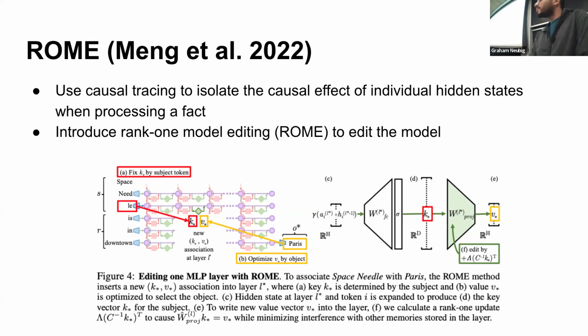Any other questions? Yeah. This is actually just a question. It seems like more frequent facts might appear in more places in the model. Do you know if that's actually the case?